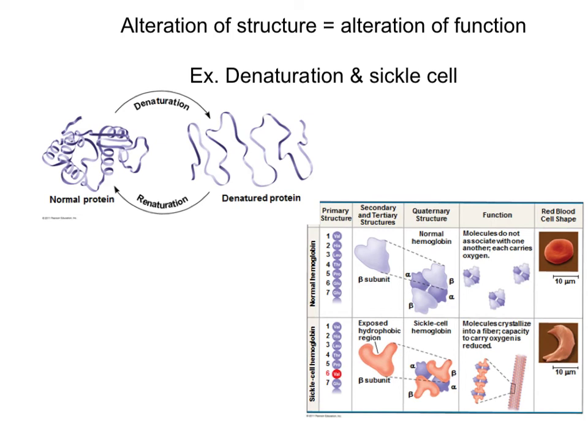So let's look at a couple of examples of things that could happen to the protein if we do alter its structure, because its function is so dependent upon its structure. The first thing is denaturation. We talked about enzymes in your freshman year. We'll talk about it again with enzymes in a little bit.